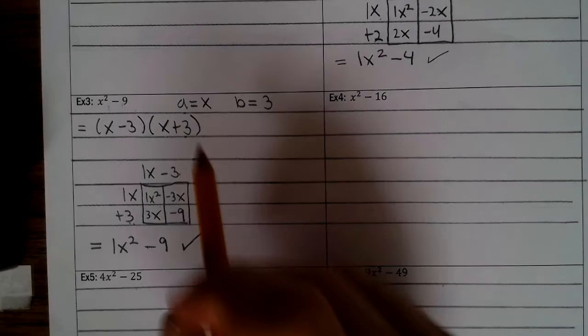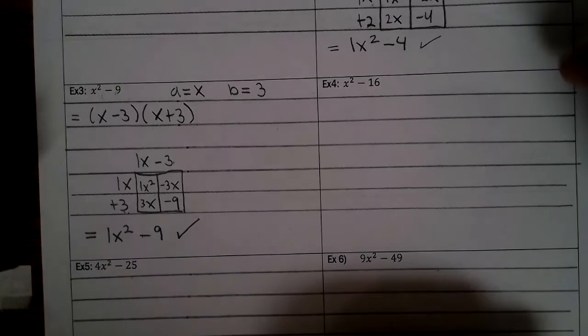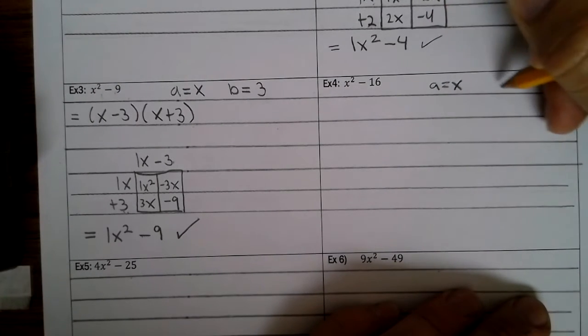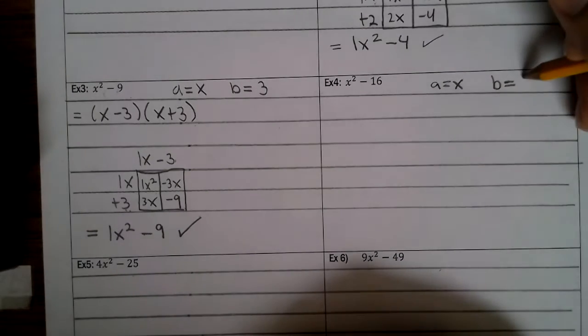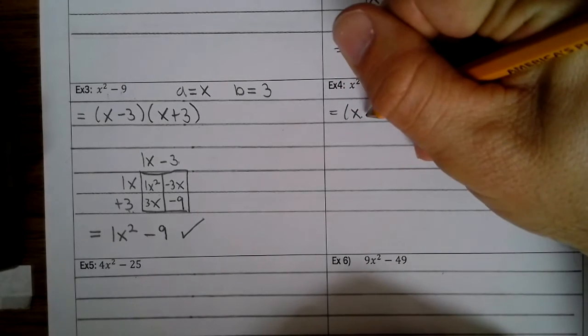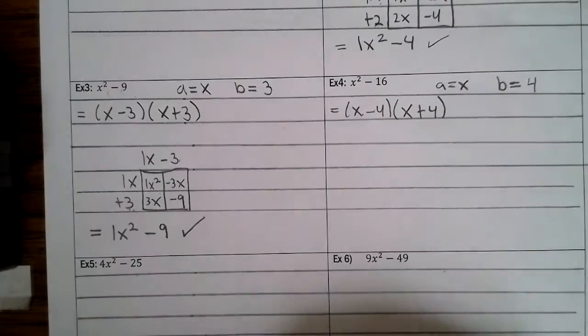Okay, so now example 4. So if you think you have a squared minus b squared, then you look at, well, a is x in this case, and b is, well, you think, well, what squared gives me 16? The answer to that is 4. So your answer would be x minus 4 times x plus 4. Okay, now we're going to draw our box.